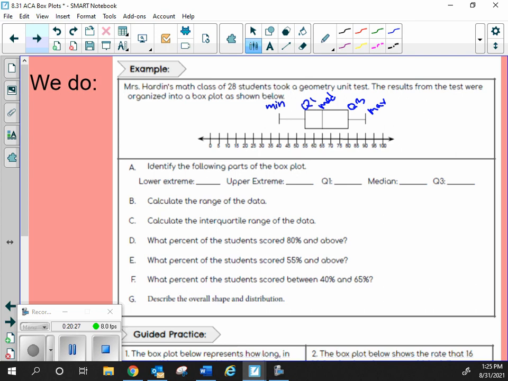All right, so let's identify the different parts. The lower extreme is the same thing as the minimum. What is the minimum value? Madeline, what do you think the minimum value is? 40. The maximum value, Carly? 90, very good, awesome. Notice how it's not 0, because do I have a data point out at 0?